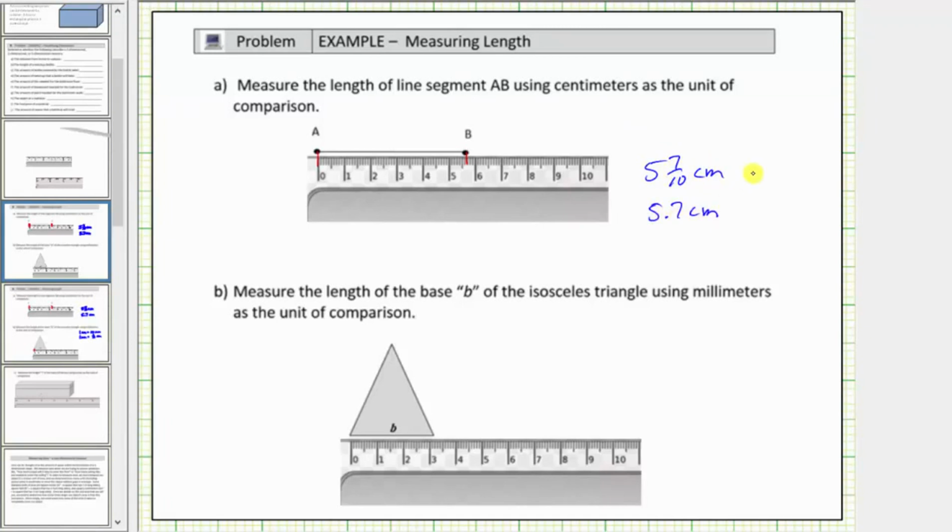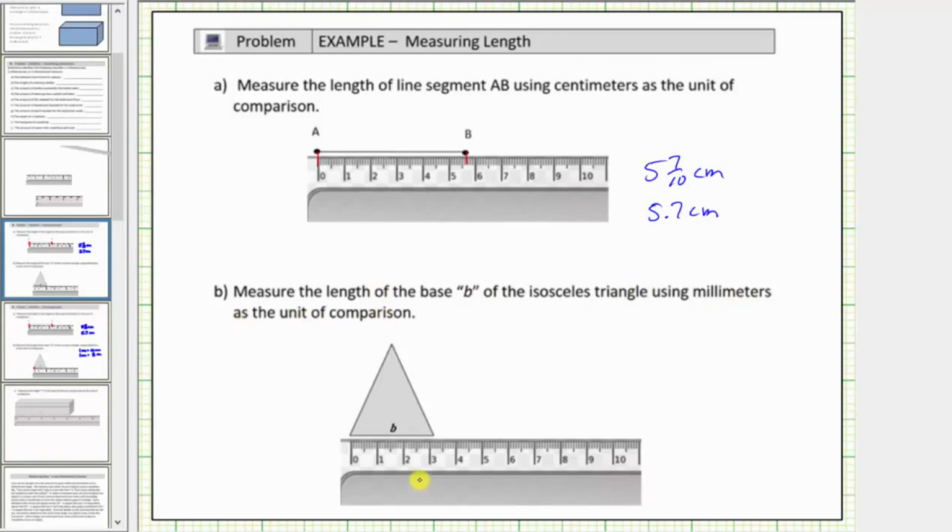For part B, we're asked to measure the length of base B of the isosceles triangle using millimeters as a unit of comparison. And the given ruler is a centimeter ruler. So we need to know that 1 centimeter is equal to 10 millimeters, and therefore 1 millimeter is equal to 1/10 of a centimeter. We learned from the previous example the distance between each small tick mark is equal to 1/10 of a centimeter, which is also equal to 1 millimeter.